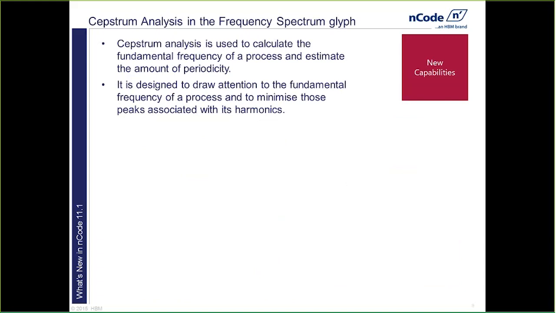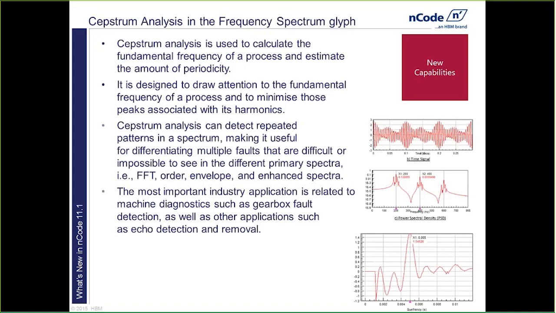We've also added Kepstrum analysis within the frequency spectrum glyph. So this is a new analysis, new spectrum type. And basically this is used to try and calculate the more fundamental frequency of a process, and helps to estimate the amount of periodicity. So if you've got a process with sidebands on top of that, it will pull out the more fundamental frequency and draw more attention to that and minimize the other peaks that are associated with harmonics. So this allows you, from a complicated signal, to more zone in on what the fundamental frequency is. And it's particularly useful in data with repeated patterns in the spectrum.